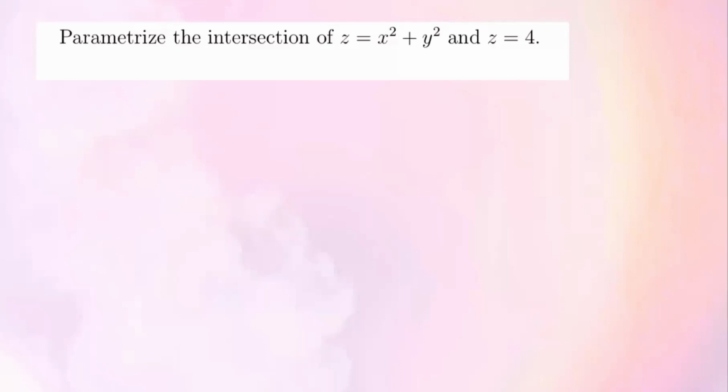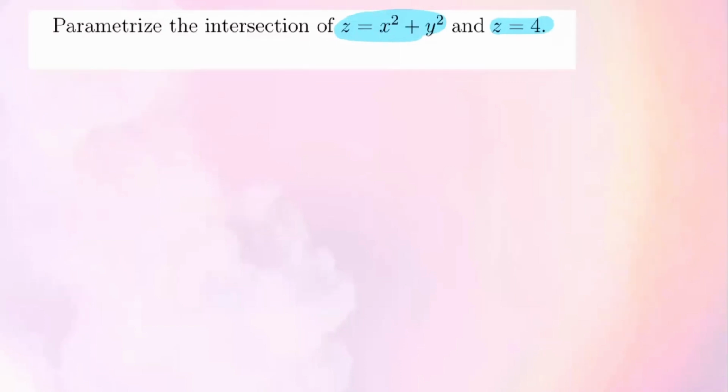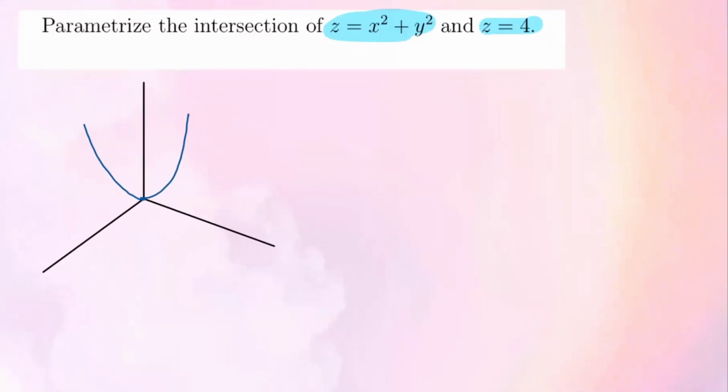For this particular example, we're going to parameterize the intersection of the paraboloid and the plane z equals 4. So if you were to draw this as a three-dimensional surface, we have our three-dimensional space right here. z equals x squared plus y squared. We know that's a paraboloid, centered right here, passing through 0, 0. And z equals 4 is going to cut right through it. So something like that.